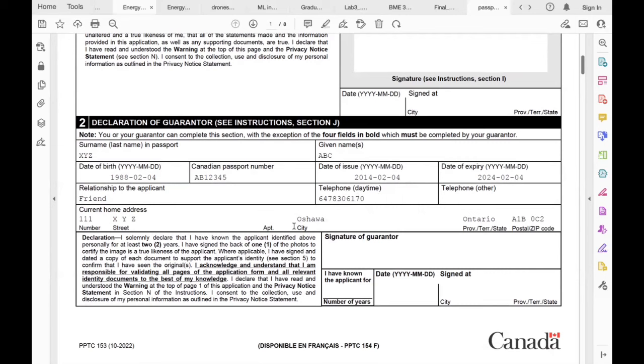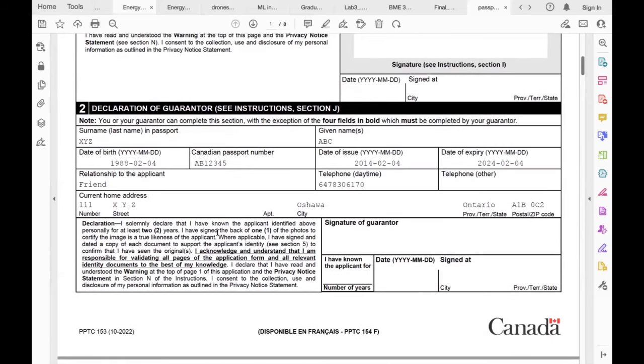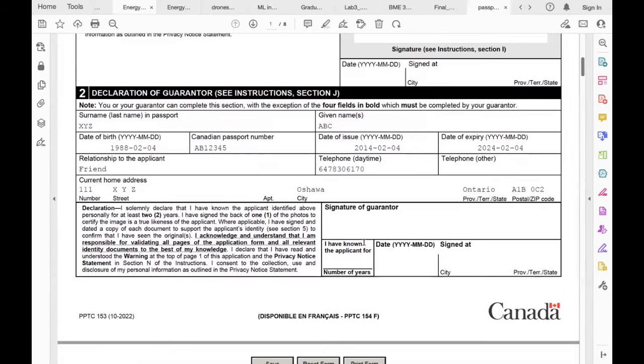Their address, city, province, zip code. Then these 1, 2, 3, and 4 information and signatures of the guarantor. The guarantor has to do it himself. So you take this copy to your guarantor and they sign it for you. You don't do it, okay? They have to do it. Then they should know you for at least 2 years, so they put the number of years here.